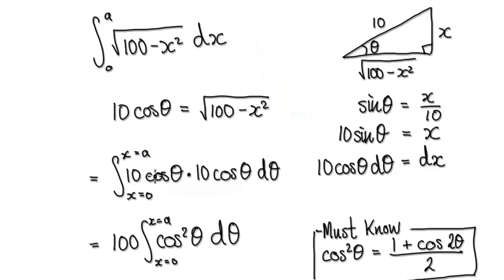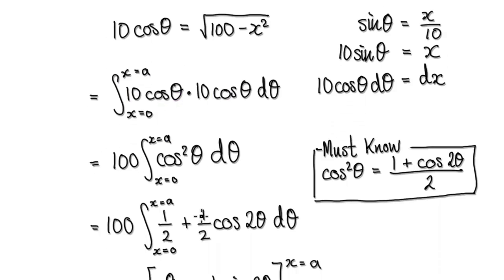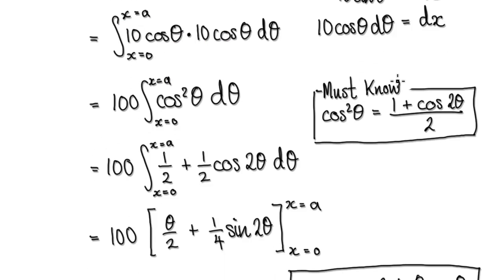So now this is a constant, so we can take it out. That will then give us this. And then cos times cos, that will be cos squared. So now it's just a matter of integrating cos squared.